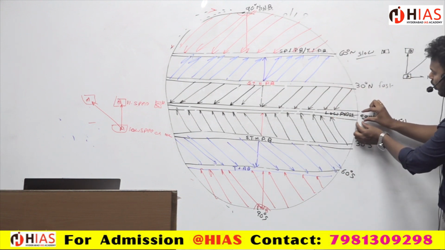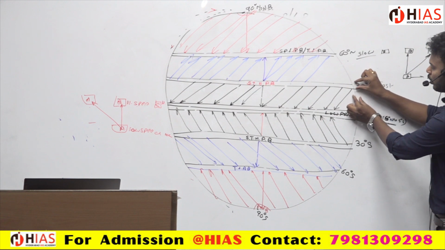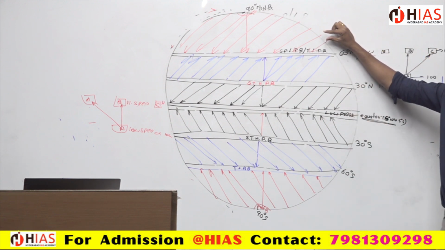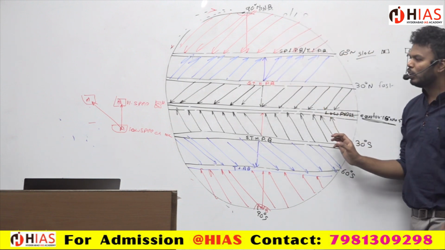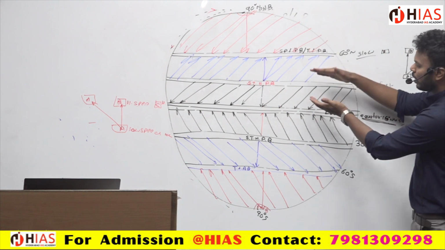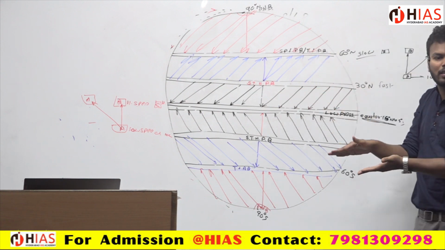Meaning, instead of 0, it will go here. Instead of 30, it will go to 40. Instead of 60, it will go to 70. All these are imaginary. Why I am imagining high pressure is because at this point the pressure is high. For suppose pressure is high at this point, that will decrease.